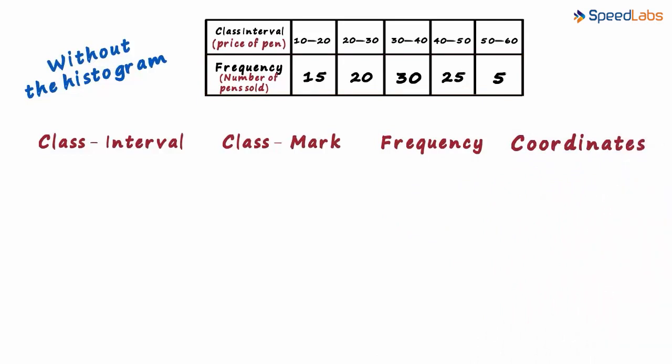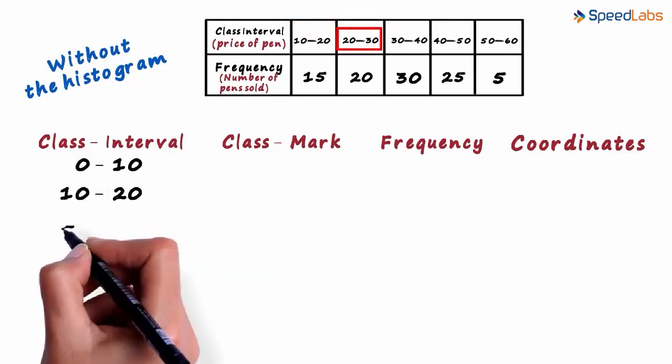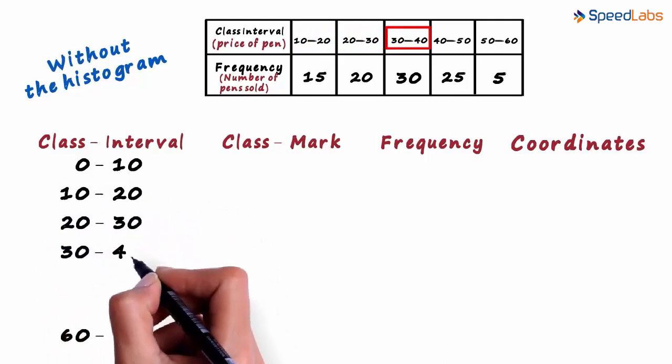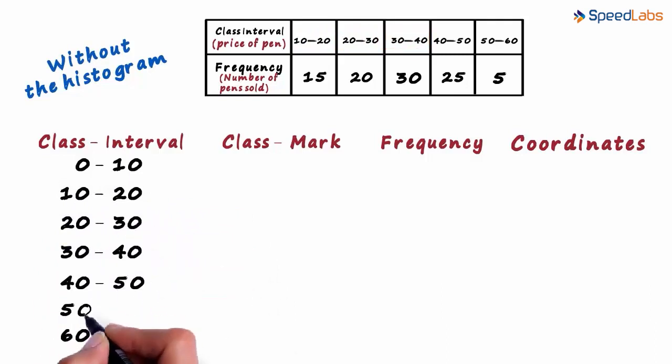Remember, we also include the class intervals that are just before the first and just after the last. So we include 0 to 10 and 60 to 70. Then we copy all the class intervals given in the table: 10 to 20, 20 to 30, 30 to 40, and so on.